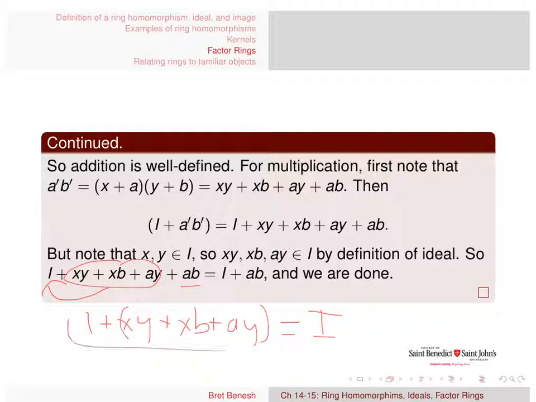So which coset is this? It's going to be the same as I because I is closed. Whenever I add any element of I with this thing, I just get another element of I. So I'm going to stay in I.